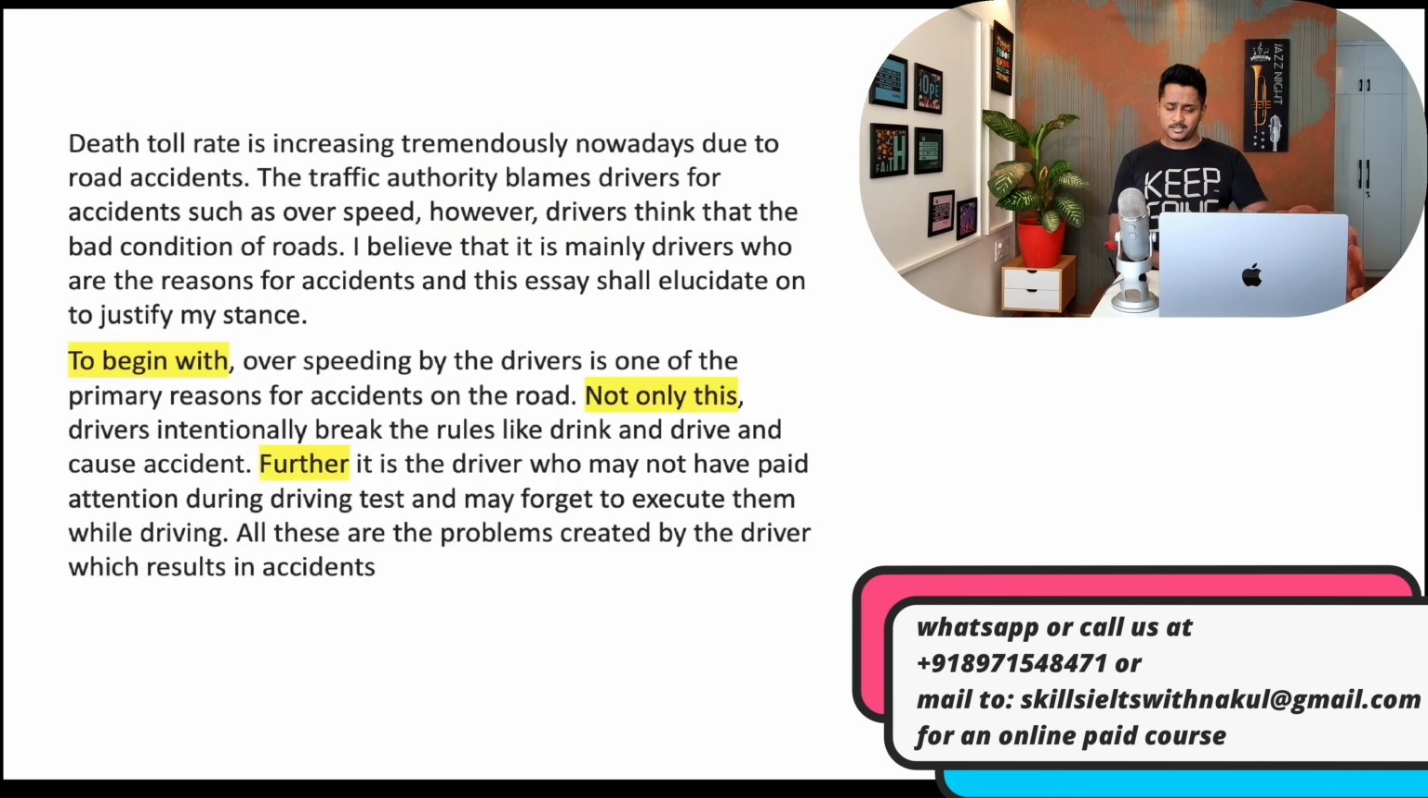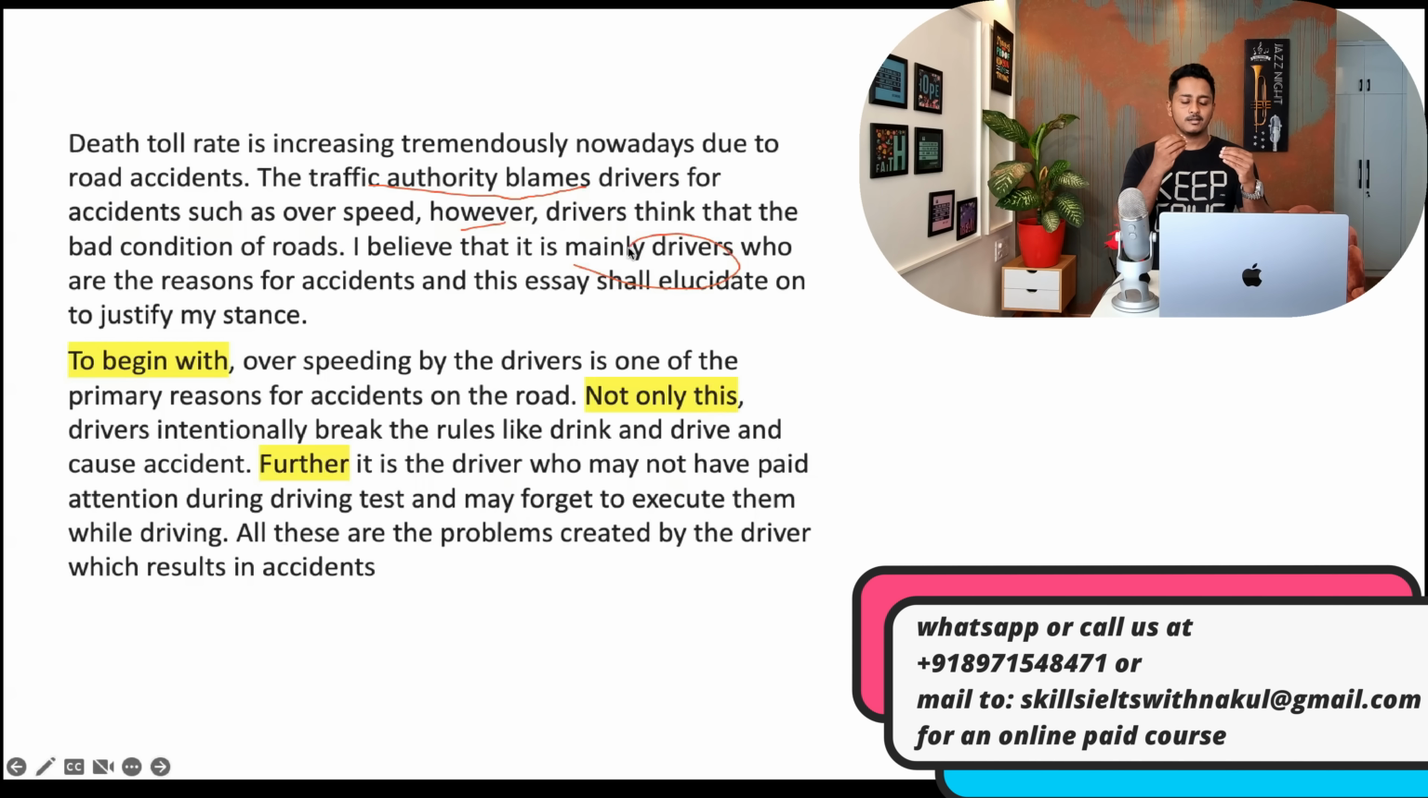Let's see what this person has written. Death toll rate is increasing tremendously nowadays due to road accidents. The authority blames drivers. However, drivers think it's the condition of the roads. I believe that it is mainly drivers who are the reason. Okay, the point is very clear.